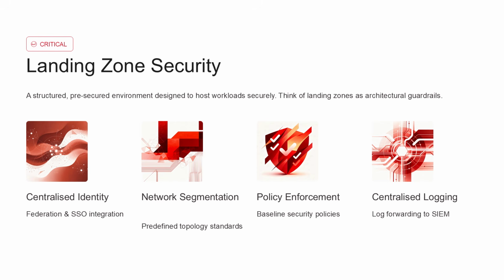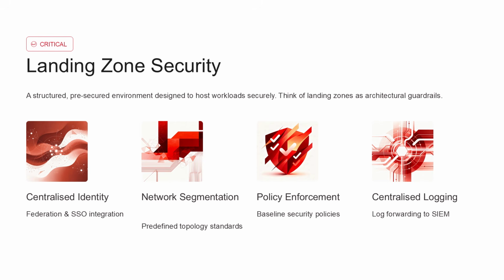One of the most critical aspects of cloud security architecture is the landing zone. A landing zone is not just a subscription or account. It is a structured, pre-secured environment designed to host workloads securely. If you design landing zones correctly, you achieve standardized identity integration, predefined network segmentation, centralized logging, policy enforcement, secure connectivity, role separation. If you design them poorly, every new workload introduces inconsistency.